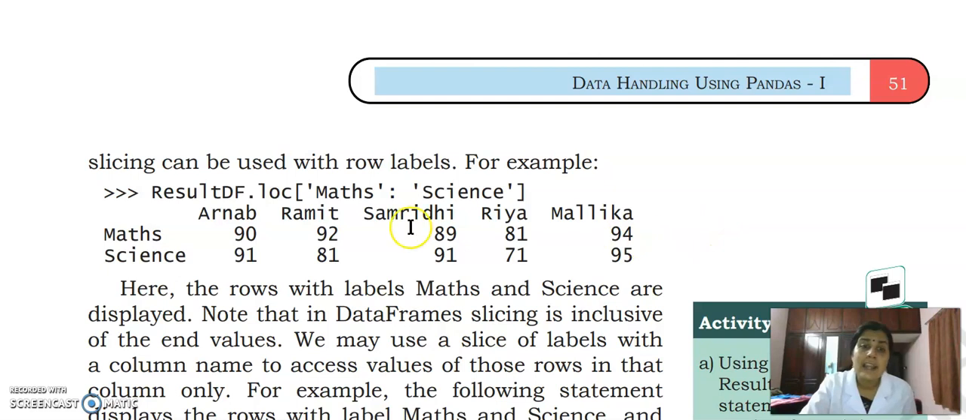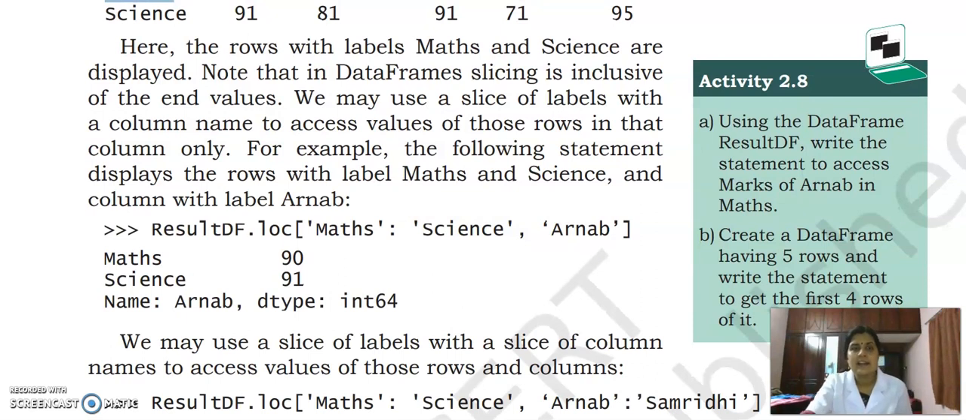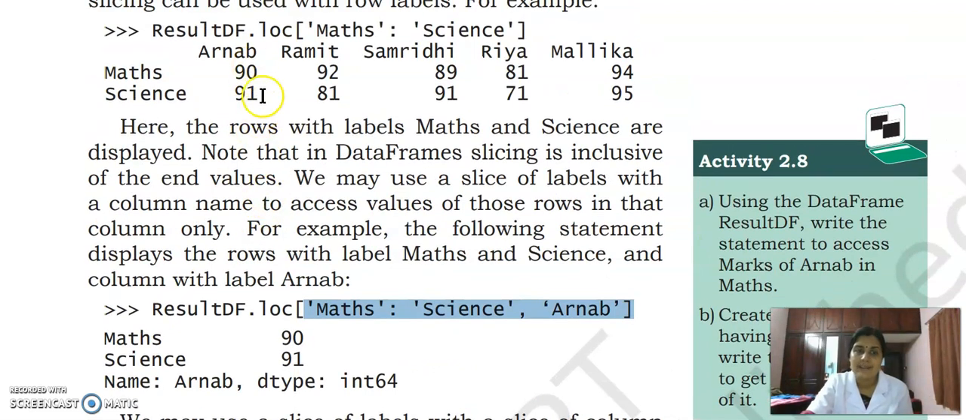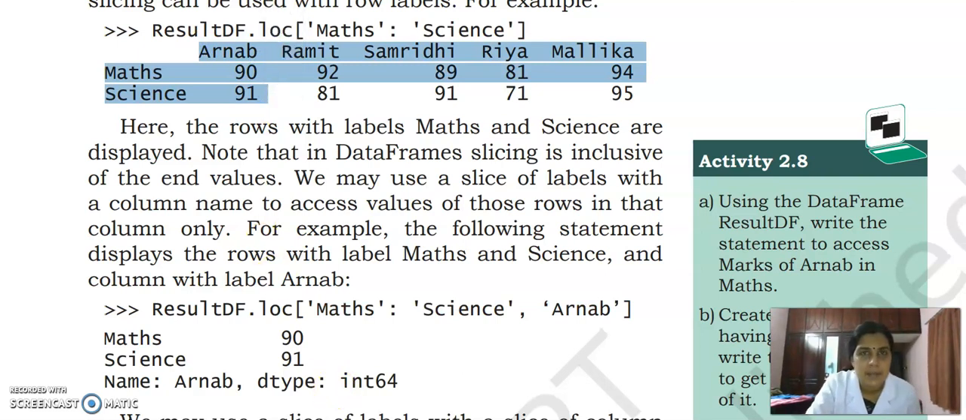We will use the colon operator. This colon is used for slicing like in a list. So for maths and science, the output will be maths and science alone. So we can cut the data frame according to our wish. Here we use row labels because maths and science are row labels. Arnab, Ramit, Samriddhi, Riya, Mallika are column labels. Like maths colon science comma Arnab, what happens? We can give slicing by using two values. Maths colon science means values of maths and science. Comma Arnab means Arnab's maths and science values will be the output.